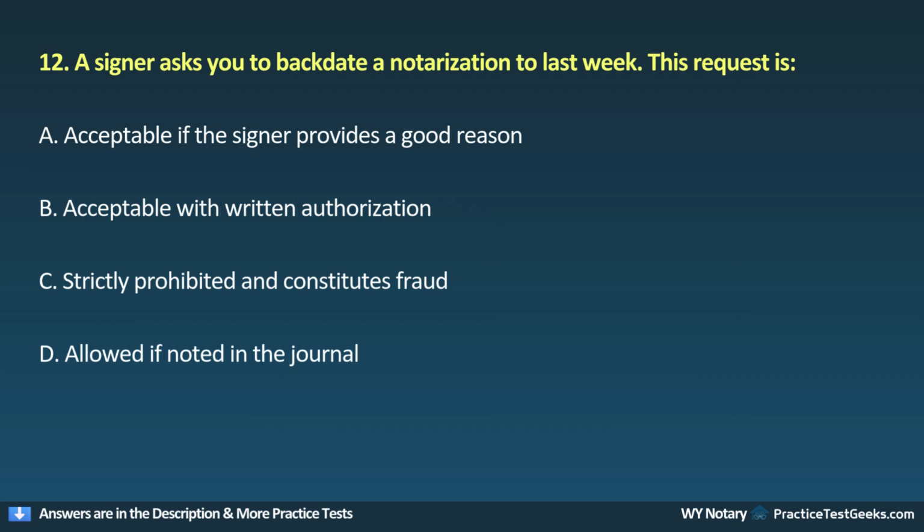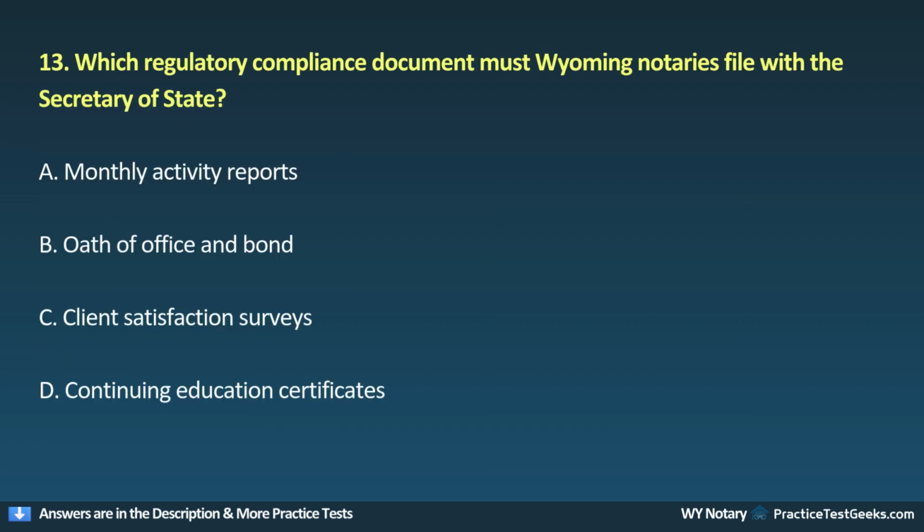12. A signer asks you to backdate a notarization to last week. This request is: A. Acceptable if the signer provides a good reason. B. Acceptable with written authorization. C. Strictly prohibited and constitutes fraud. D. Allowed if noted in the journal.